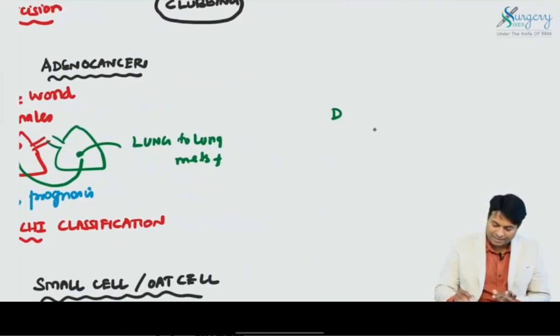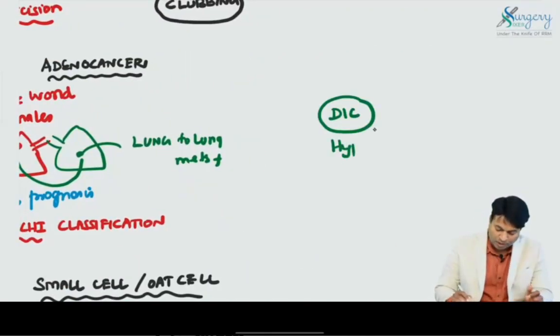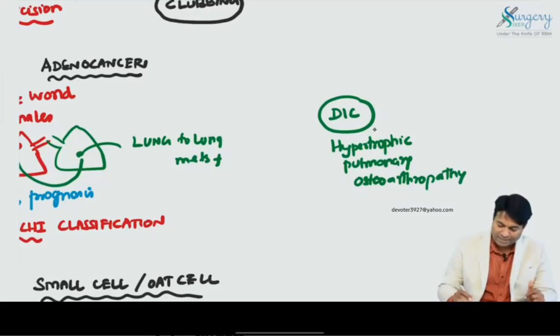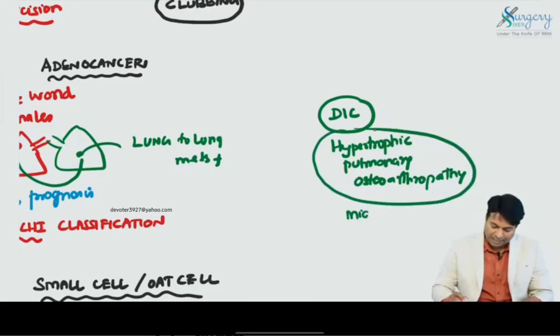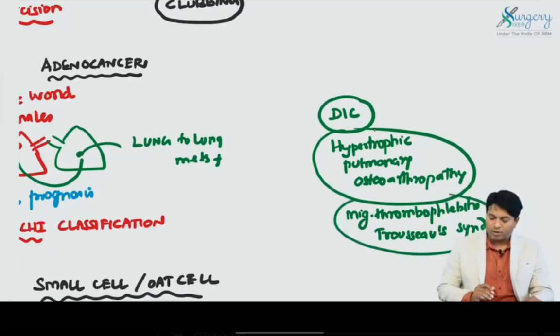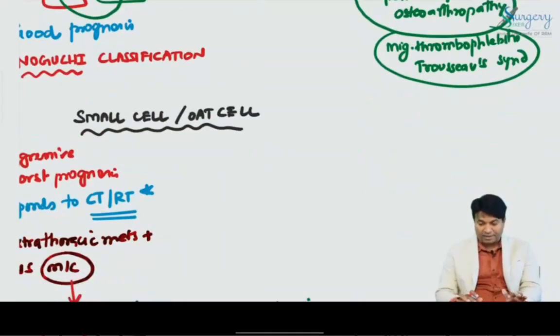There will be DIC, hypertrophic pulmonary osteoarthropathy. So the paraneoplastic syndromes of adenocarcinoma are hypertrophic pulmonary osteoarthropathy and migratory thrombophlebitis. What is this sign known as? Migratory thrombophlebitis is known as Trousseau's syndrome. All these are seen in adenocarcinoma: DIC, hypertrophic pulmonary osteoarthropathy, and migratory thrombophlebitis.